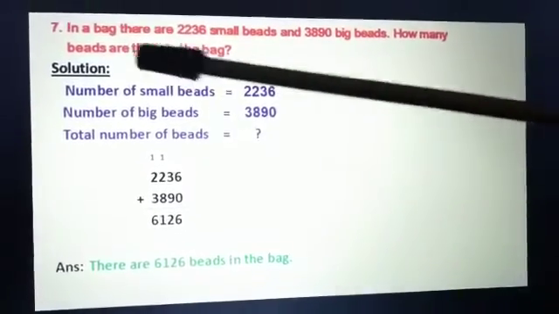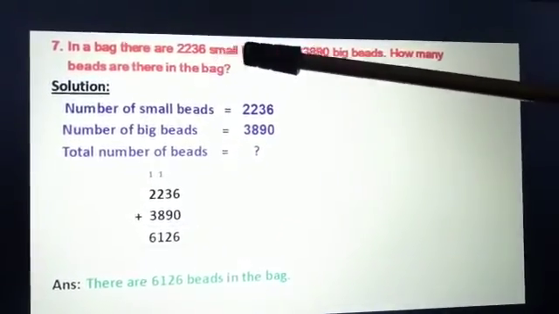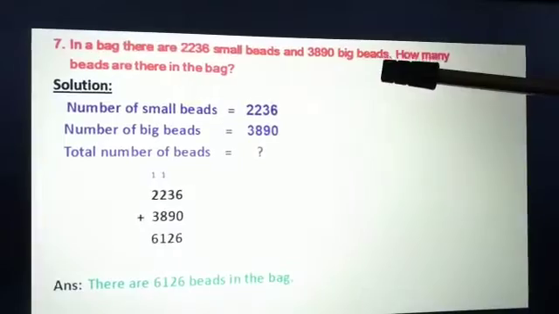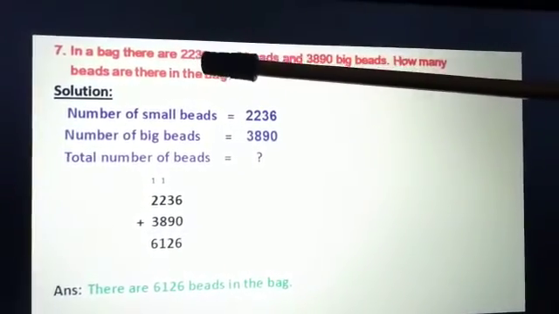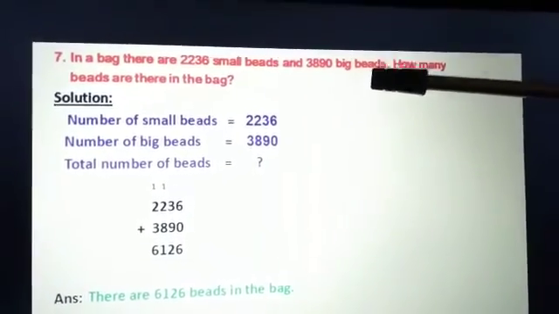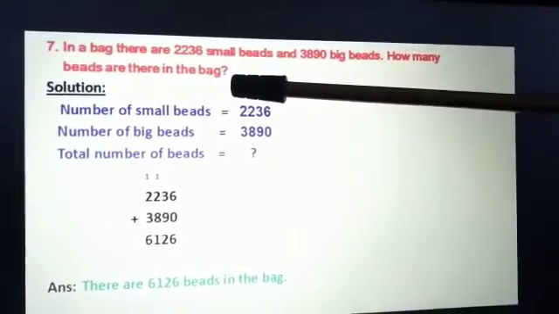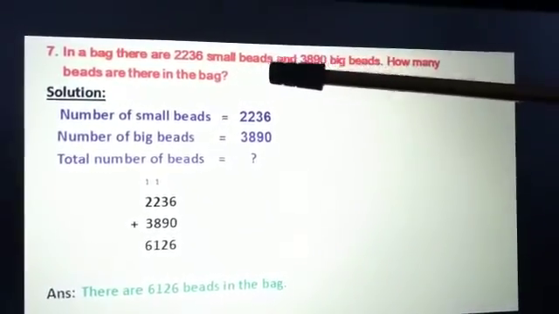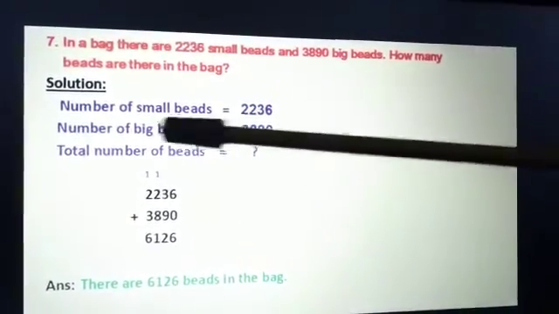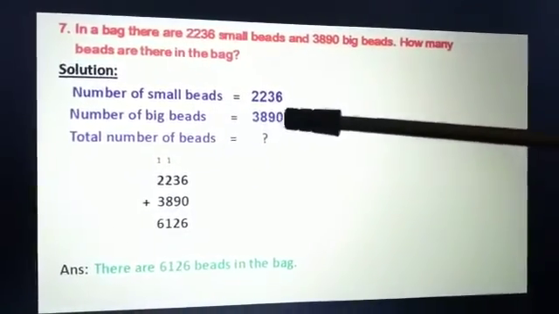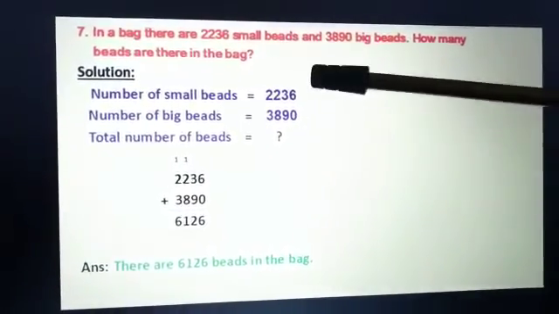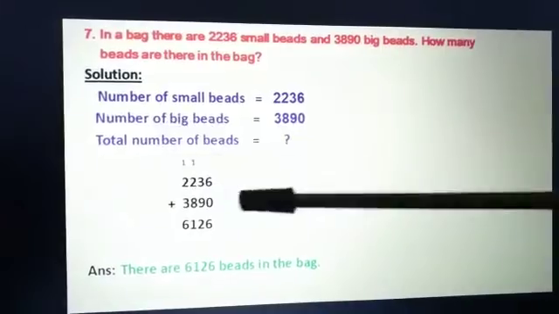In the next question, in a bag there are 2236 small beads and 3819 big beads. Beads means मोती. एक बैग में 2236 small beads हैं and 3819 big beads हैं. How many beads are there in the bag? That means total कितने beads हैं उस बैग में. Now the solution will be: number of small beads 2236, number of big beads 3890, and we have to find the total number of beads. For that we have to add these two numbers. Now we will arrange this in column.